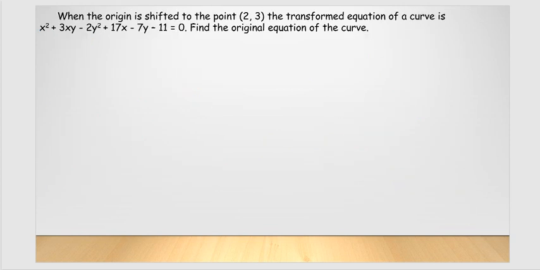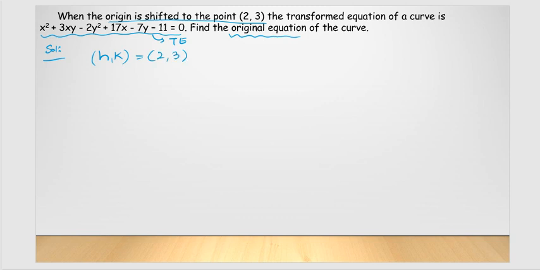Next, one more problem. Find the original equation. So original equation means, whatever equation he has given is a transformed equation. So this is the transformed equation. That means what he has given is that the origin is shifted to point 2 comma 3. That means, indirectly, h comma k is given, which is 2 comma 3.